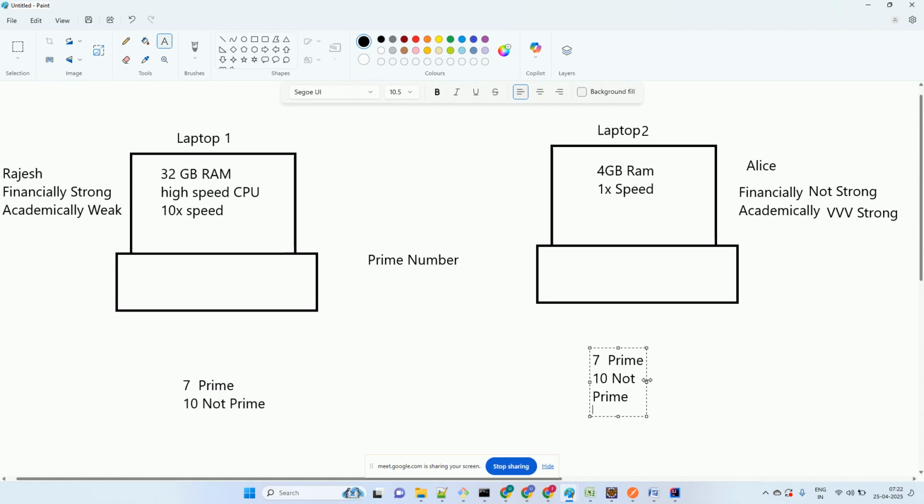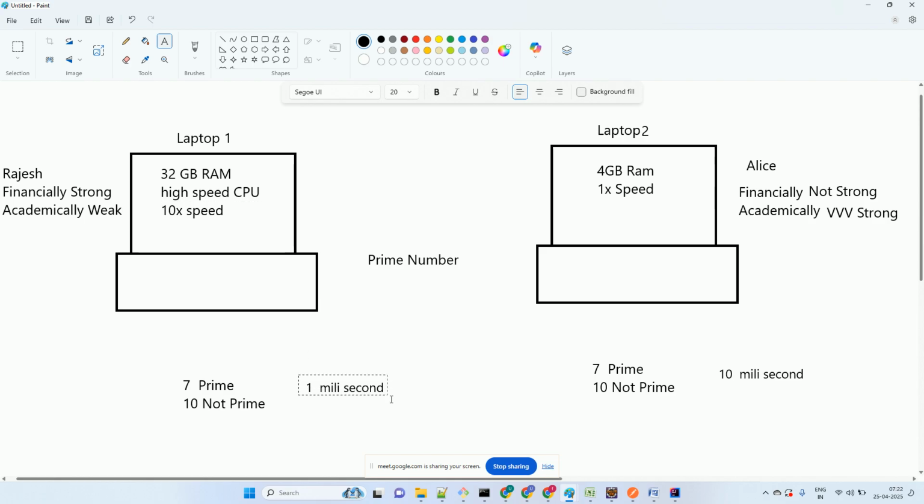Now if this laptop is faster, maybe the output may come in 1 second. Just thinking loud to myself. Or it might come in 1 millisecond as it is faster. So as Alice's laptop is 10 times slower than Rajesh's laptop, Alice might get the same output, but in how many? 10 milliseconds, right? As this laptop is 10 times faster, right?